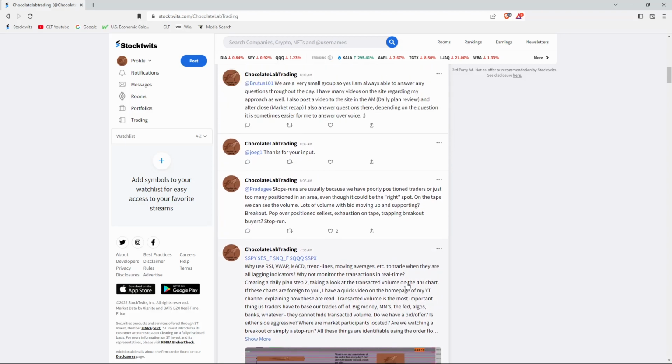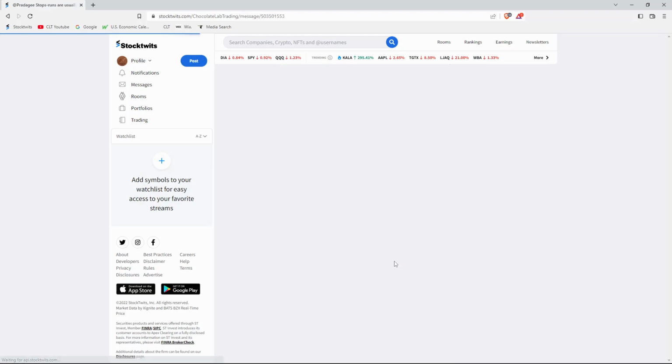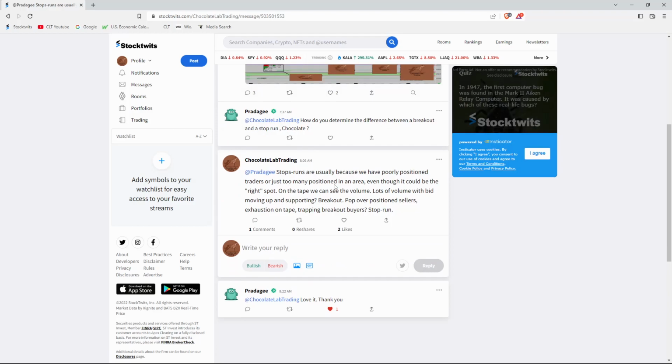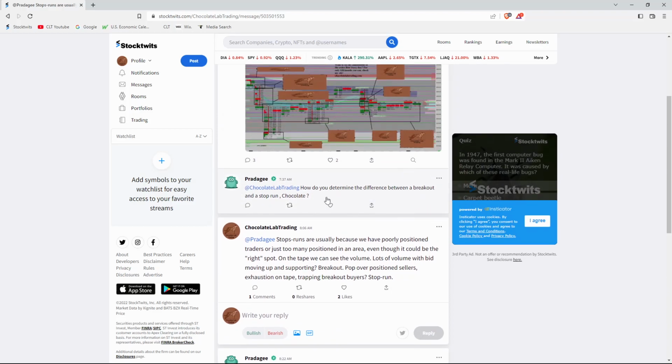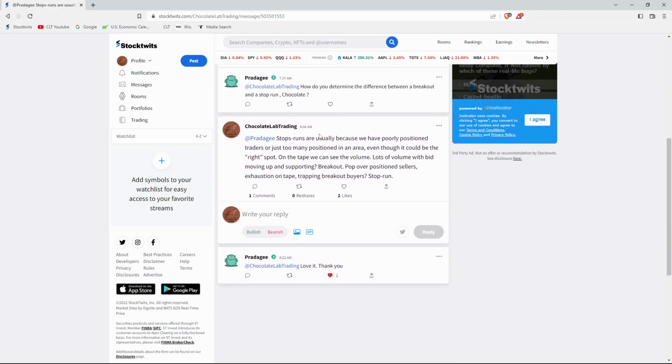And is there anything else? Oh, someone had a good question. A friend of mine was asking, how do you determine the difference between a breakout and a stop run? I said over here, stop runs are usually because we have poorly positioned traders, right? Sometimes we call them low slammers. They're just shorting in a non-structural position or area. And then sometimes it's just too many people congregated in one spot.